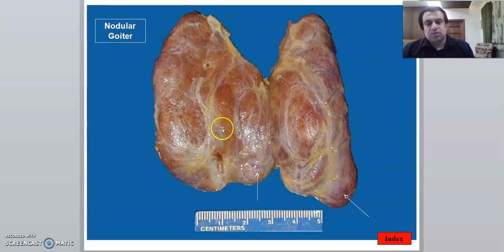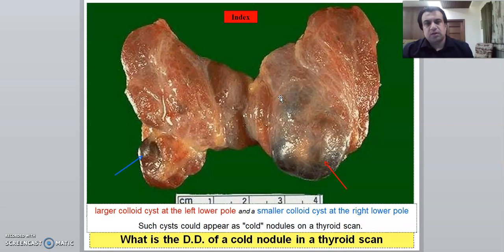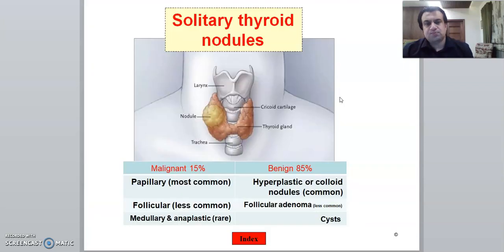This is the cross section of the thyroid gland which we have taken out. This is one of the other pictures, a larger nodule in the left pole. You can see a large nodule here and a smaller nodule in the right pole, and the rest is multinodular goiter. This is a large nodule in the right lobe of the thyroid. This is the right lobe, this is the isthmus and the left lobe, and you can well imagine the size of the nodules in both the lobes.